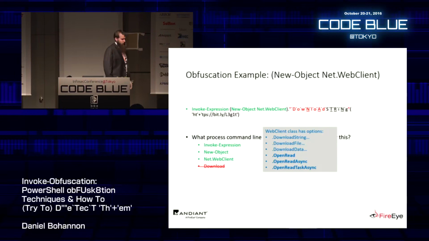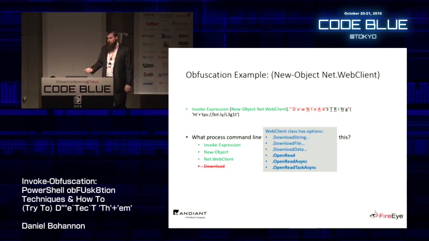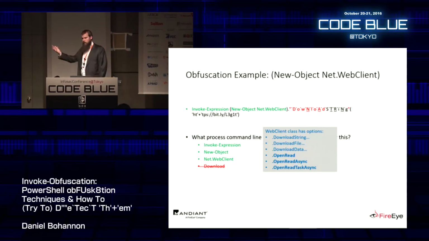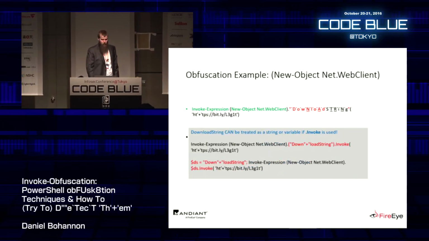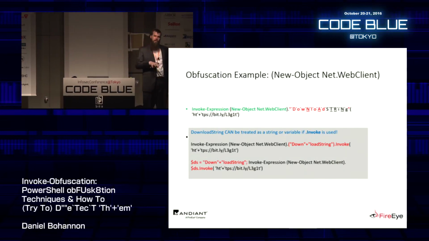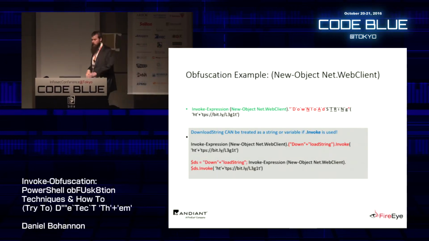So again, that was just for download string. Open read is another option we have to read in the payload as a byte stream that we need to be aware of. In addition, we can treat a member as a string if we add a .invoke afterwards. And by the way, all these slides will be published after this talk, both English and Japanese. So there's a lot of information here, and so I'll try not to talk too quickly, but again, all these slides will be available online with all these examples.